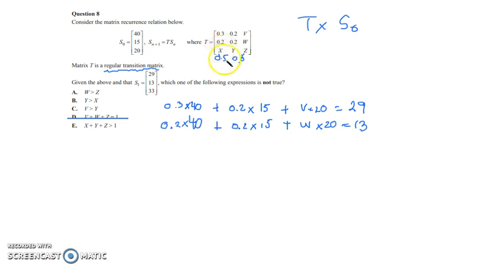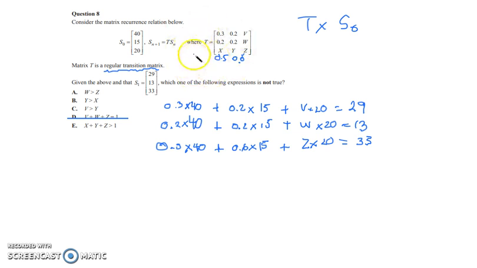Then the last one we would do, we know the values of x and y now, so it would be 0.5 times 40 plus 0.6 times 15 plus, we don't know what z is, z times 20. And that should equal 33. And right here, the S1 matrix, 29, 13, 33, is these here.